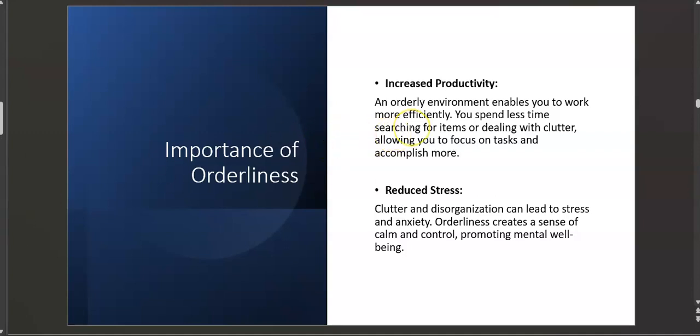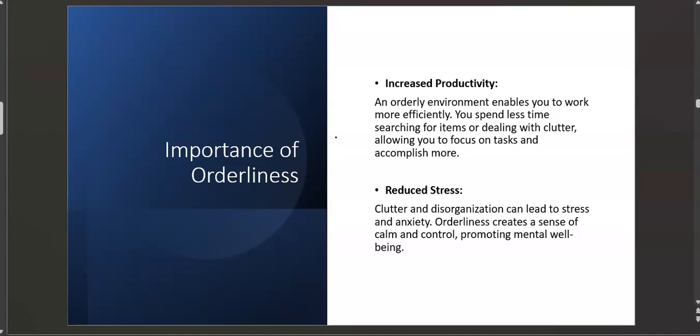You need to be an orderly person. So, increased productivity. You understand that when you have your things in order, like you prioritize your tasks, you will be able to take part or do a lot that you had to do, and even do stuff that you're supposed to do the next day.